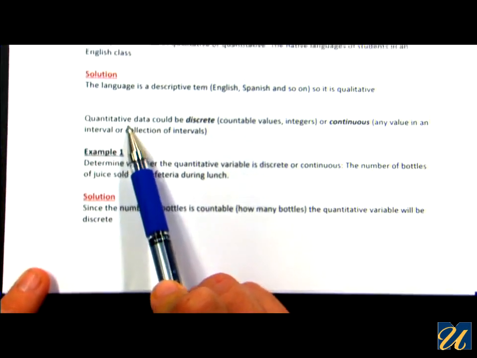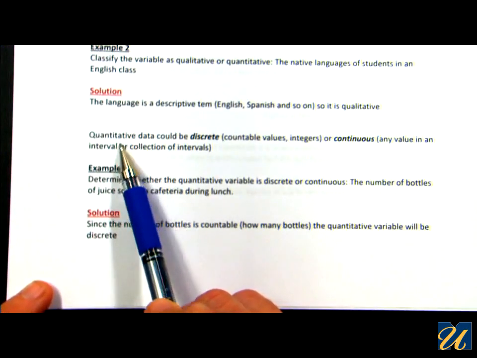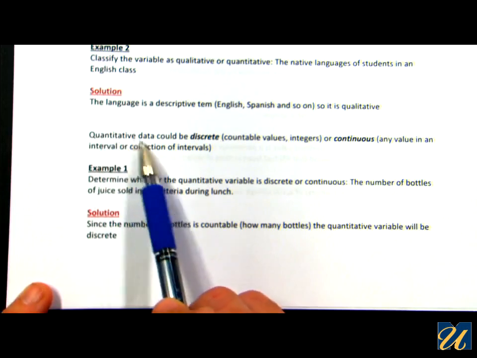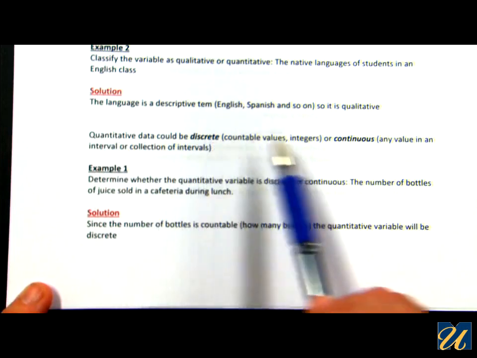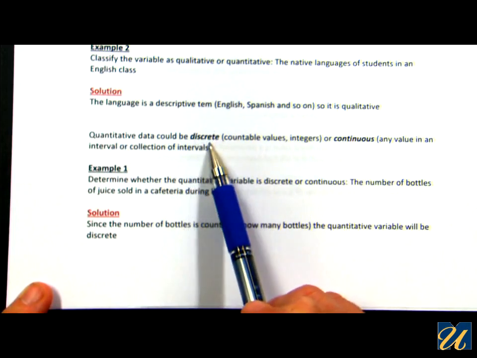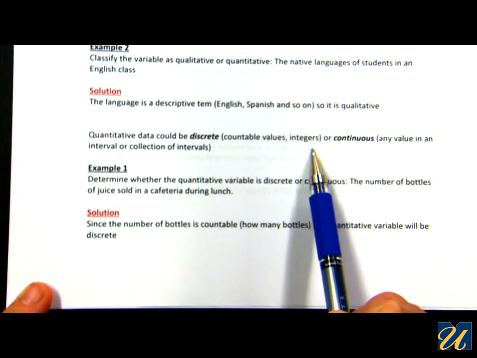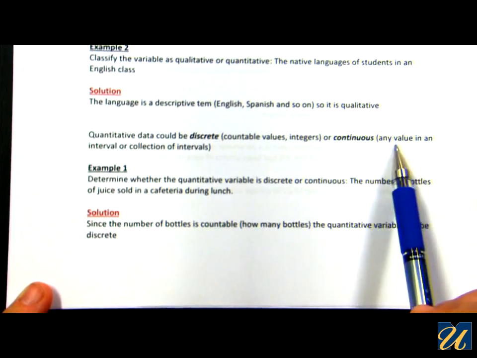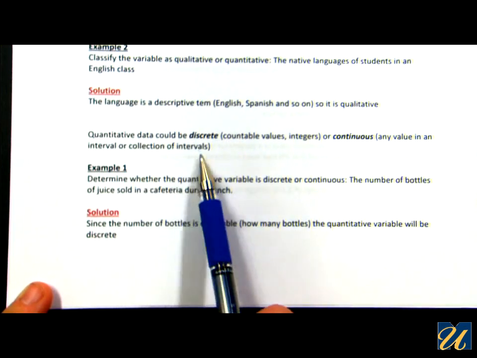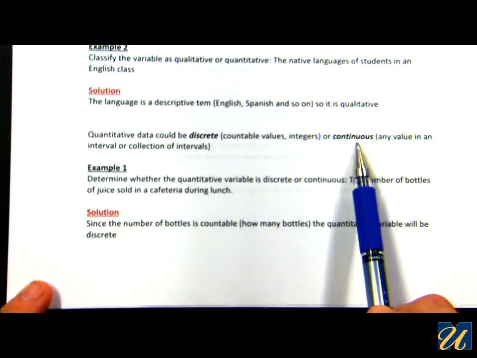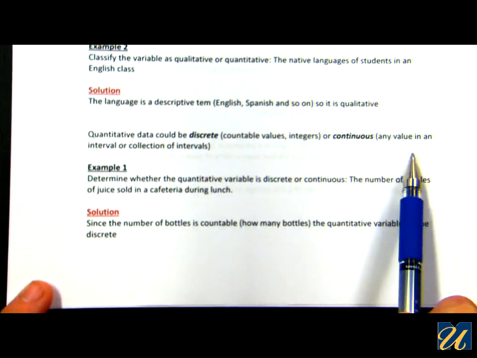Now, a further distinction among quantitative data. Quantitative data can either be discrete or continuous. When we talk about discrete data, we talk about countable values, integers, while continuous can be any value in an interval or collection of intervals. That means you can have integers and non-integers.